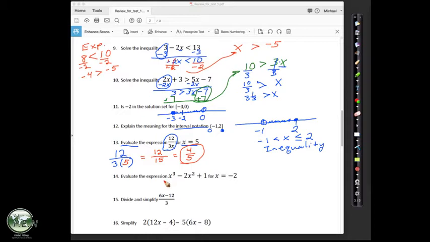Okay, so far so good. This one is actually it. We got another evaluate. What does that mean? Take the number they give us for x, plug it in for the x's.